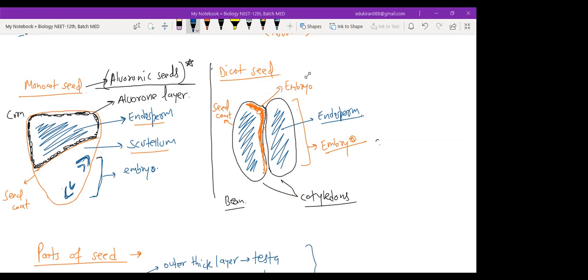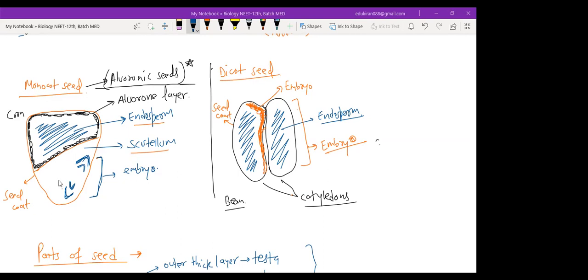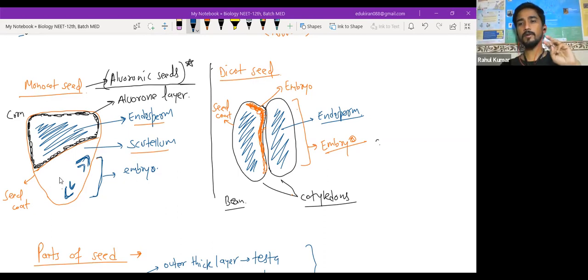But the seed coat is not present in the monocot. The seed coat is? Is it present or not? See, three things always have to be present in a seed, whether it is a monocot seed or a dicot seed. First thing is seed coat. Second thing is endosperm. And third thing is embryo. Because everything is happening to give rise to embryo. Embryo is the main. It's going to be the next plant, correct?